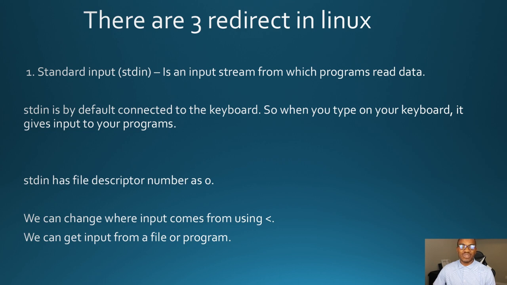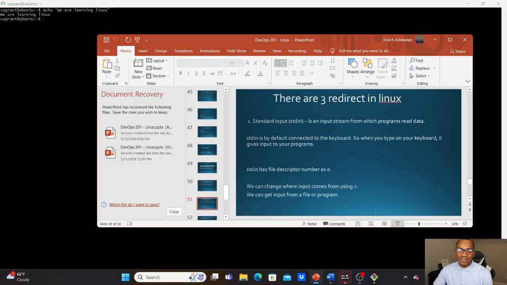The first one is standard input with abbreviation of STDIN. It's an input stream from which programs read data, and standard input is by default connected to the keyboard. So when you type on your keyboard, it gives input to your programs, and STDIN has a file descriptor number of 0, and we can change where input comes from by using the redirect symbol of less than, and we can get input from a file or a program. Let's see how that works in shell.